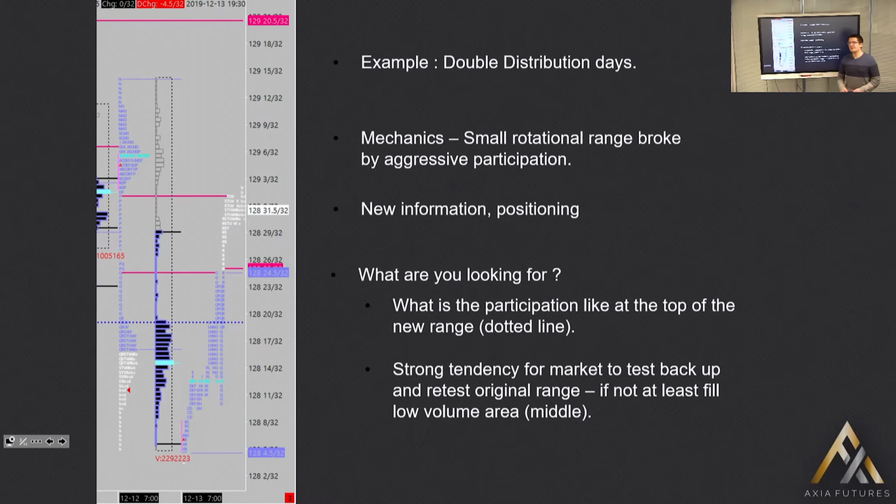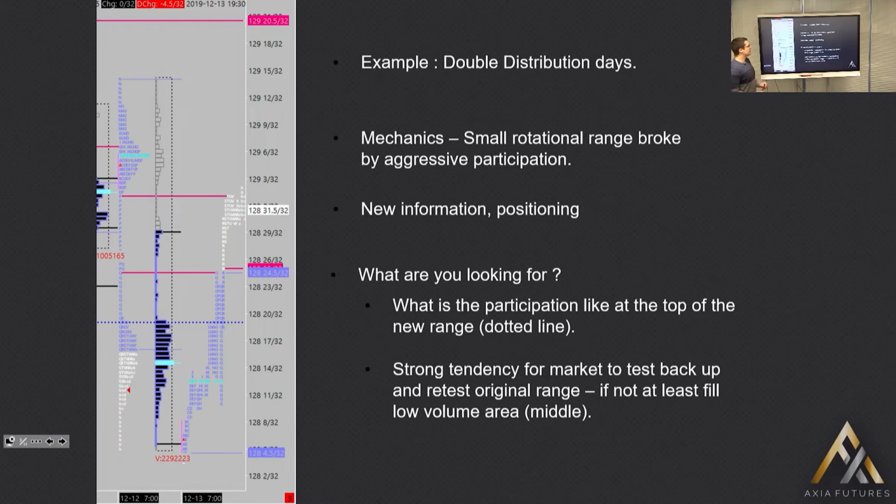So we'll just dive in quickly to something that is very noticeable on the footprint, that you can again transplant from market profile. Just as a quick reminder, double distribution days on the market profile. An example of which I have on this day, on the 12th of December in Treasuries, and then the way we traded in and around it on the following day, on the 13th.